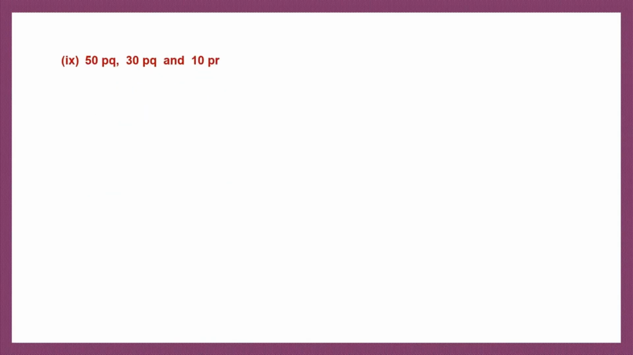Next question, 50pq, 30pq and 10pr. So we can add the like terms. These two are like terms. So 50 plus 30pq plus 10pr. So let's add 50 plus 30 is 80pq plus 10pr.